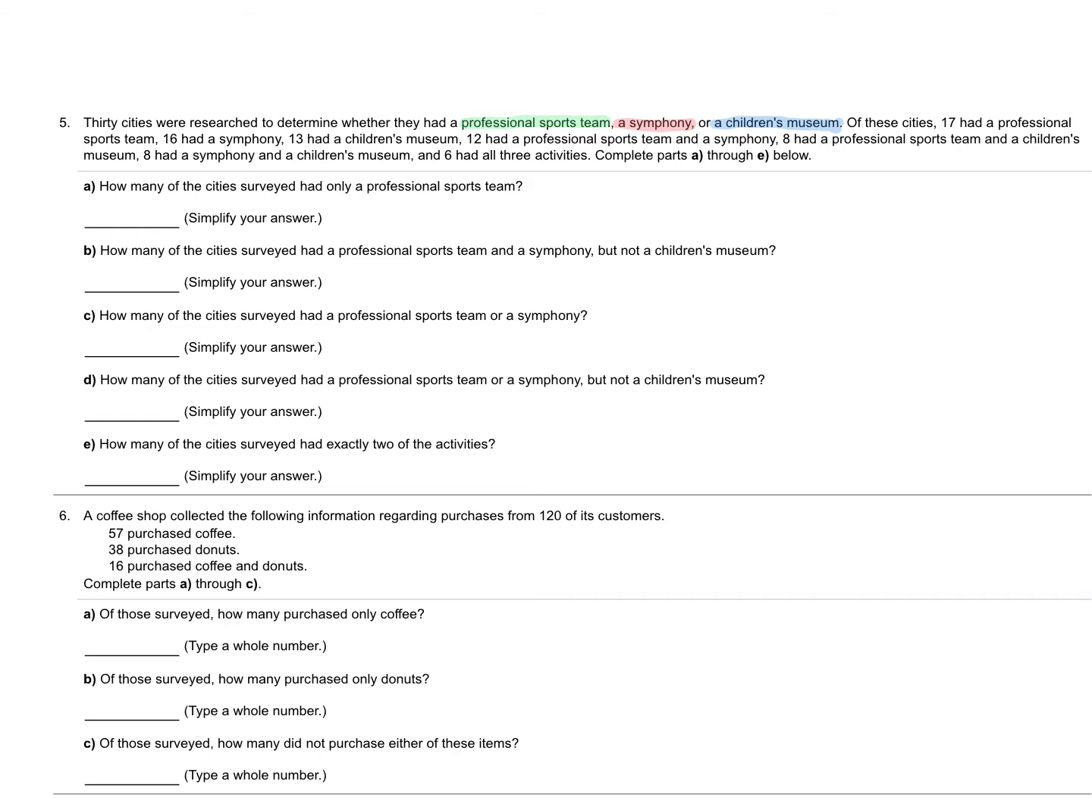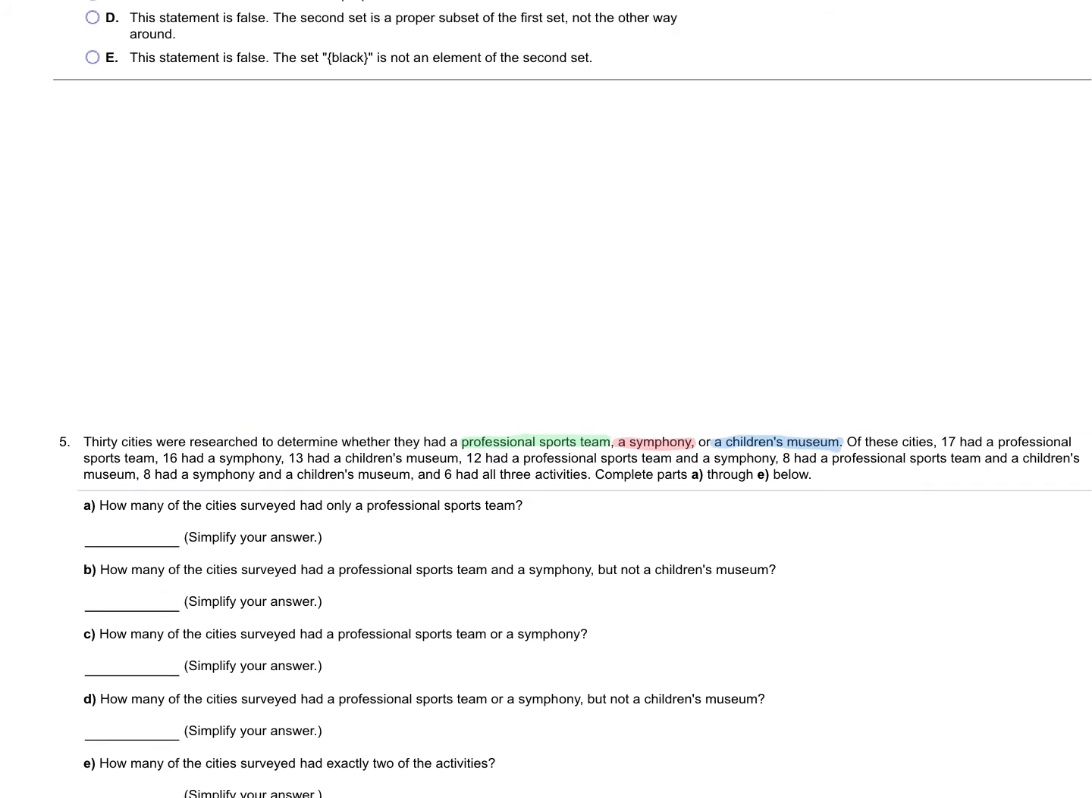Of these cities, 17 had a professional sports team, 16 had a symphony, 13 had a children's museum, 12 had a professional sports team and a symphony, 8 had a professional sports team and a children's museum, 8 had a symphony and a children's museum, and 6 had all 3 activities. Complete parts A through E below. Okay, so before I can complete that, I really want to make a Venn diagram. So I'm going to use the space above number 5.